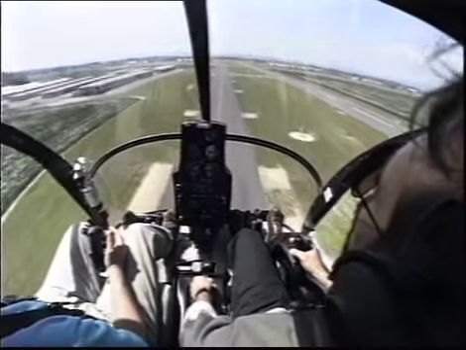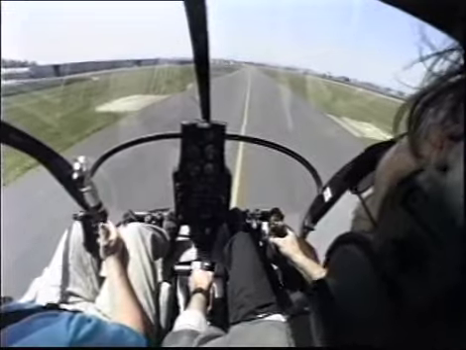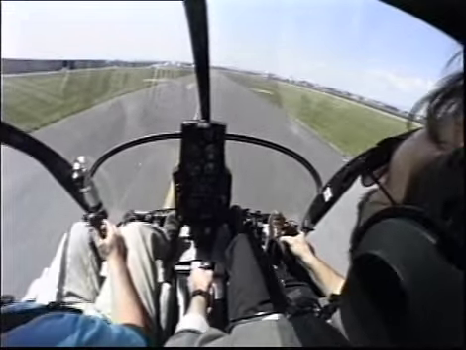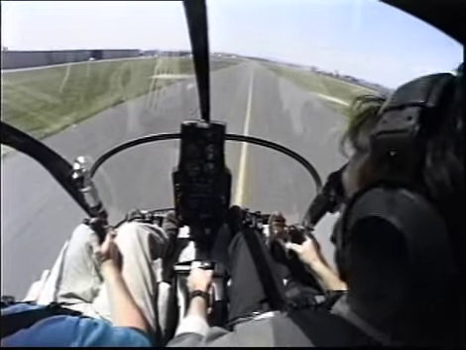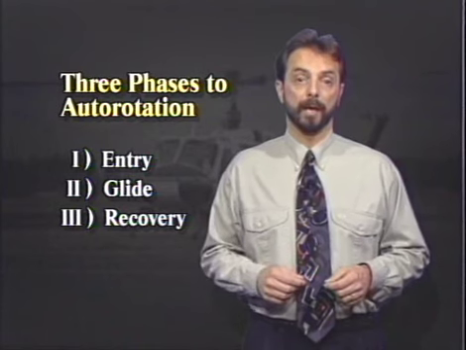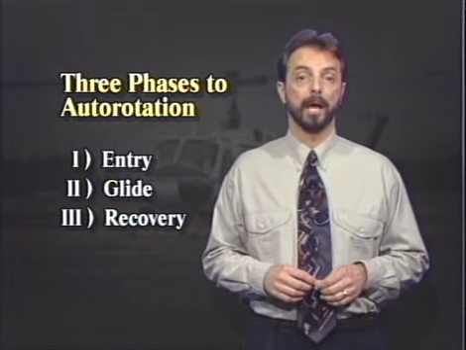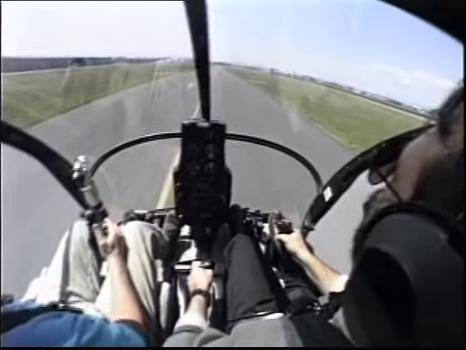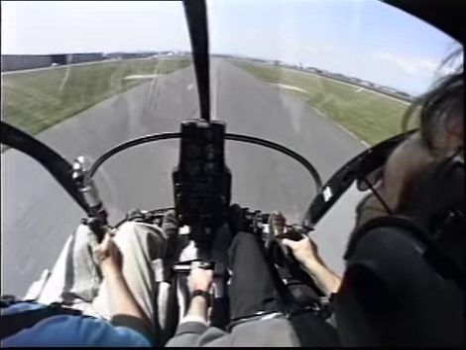At this point, apply forward cyclic to place the skids in a level attitude prior to touchdown. Increase collective pitch to further check the descent and cushion the landing, and apply anti-torque pedals as necessary to maintain heading. Some additional right pedal will be required to maintain heading after the initial collective pitch is applied because of the reduction in rotor RPM. Use the cyclic control as necessary to maintain a ground track parallel to the direction of travel.